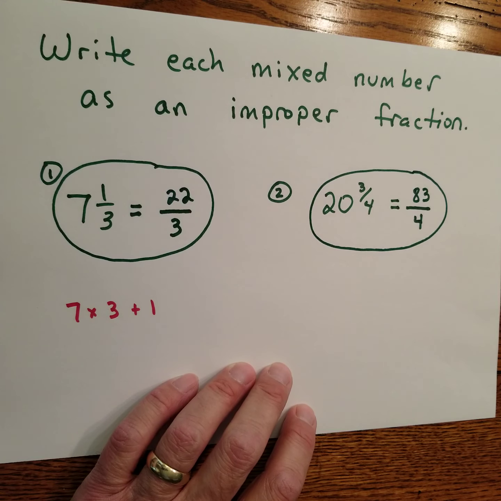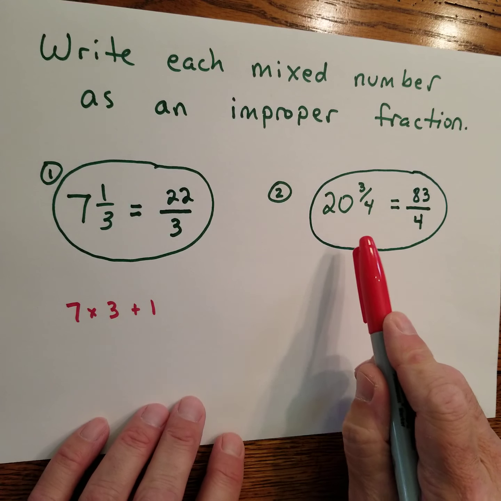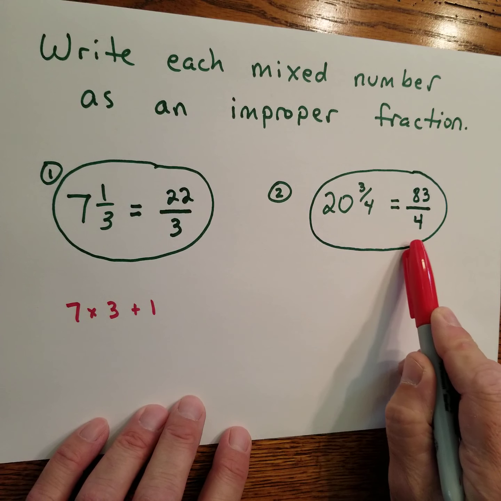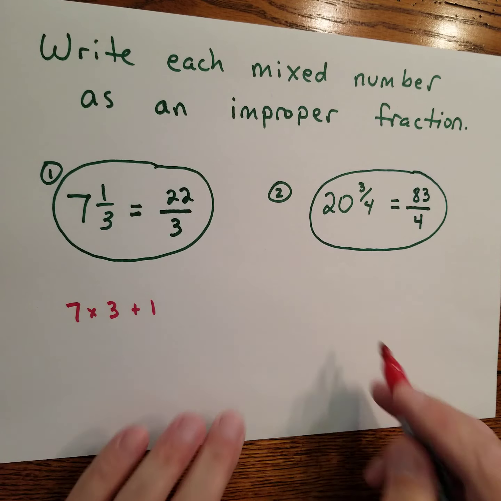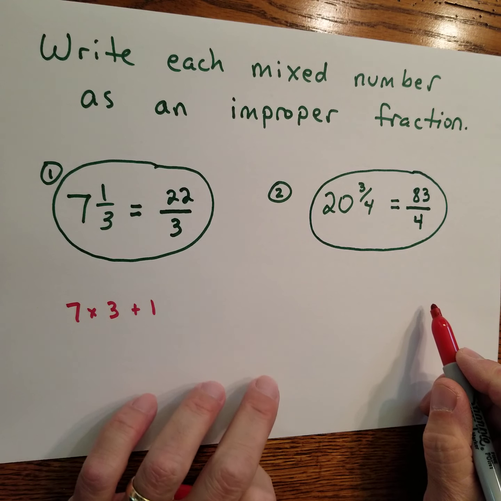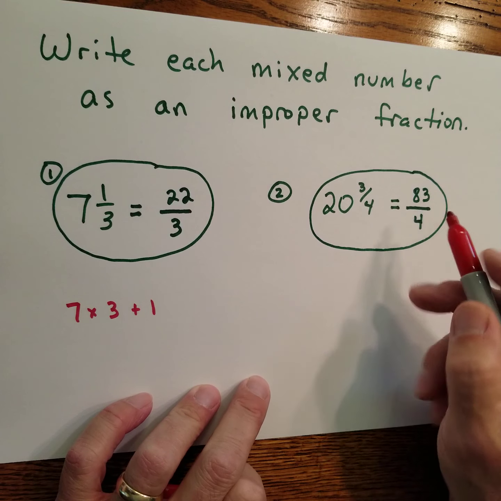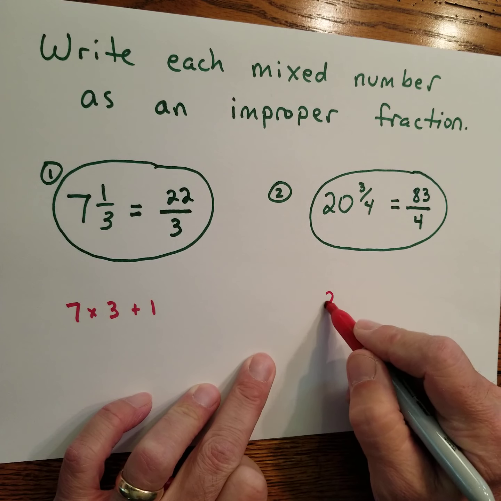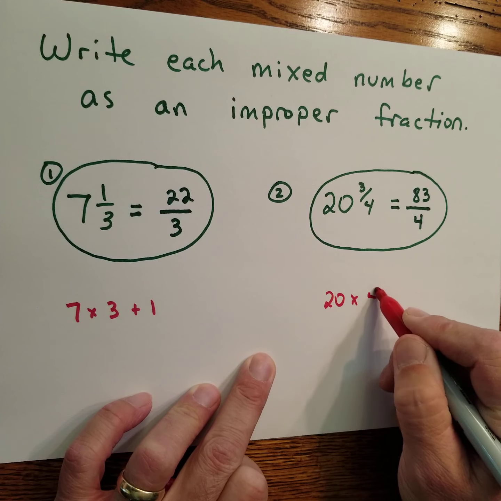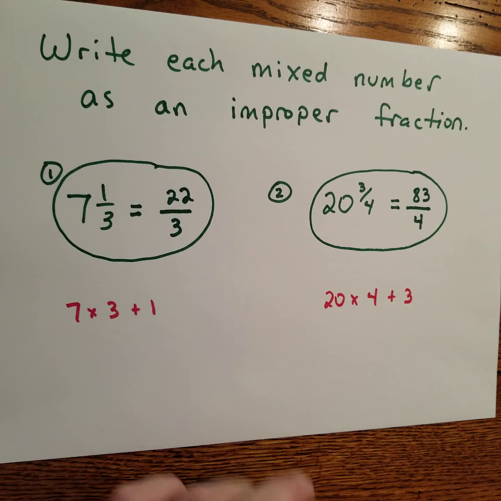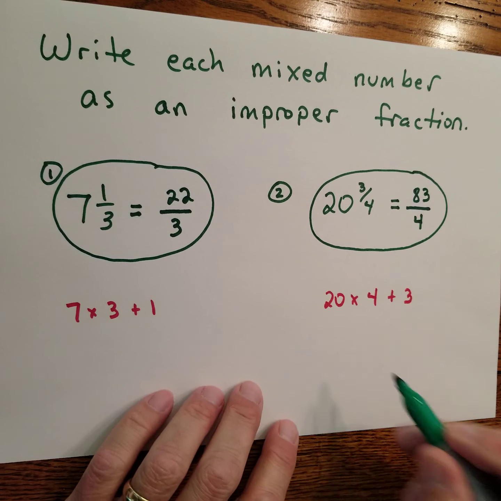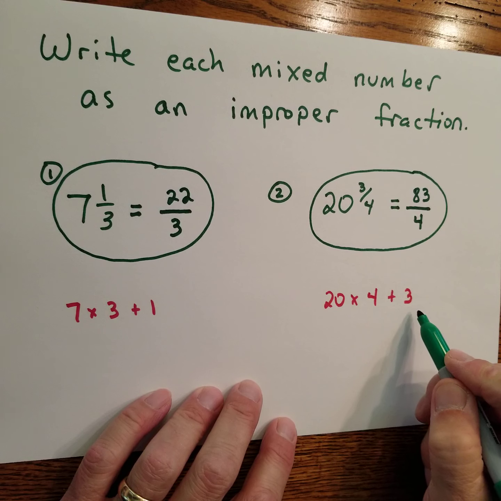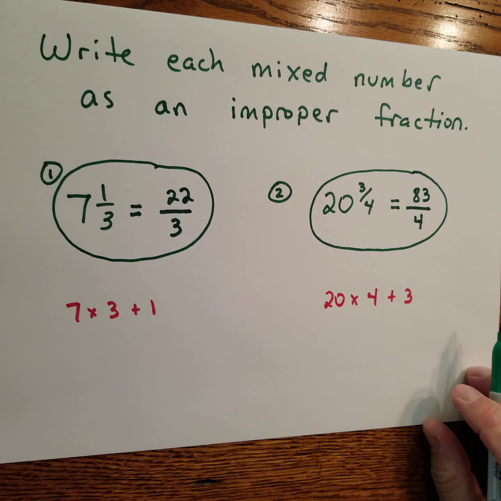Here's the way I want you to show it on your notebook paper. You write the problem down, put the answer next to it. What I write down here in red is optional. We got the 83 by going 20 times 4 plus 3. 20 times 4, that's 80, plus 3 is 83.